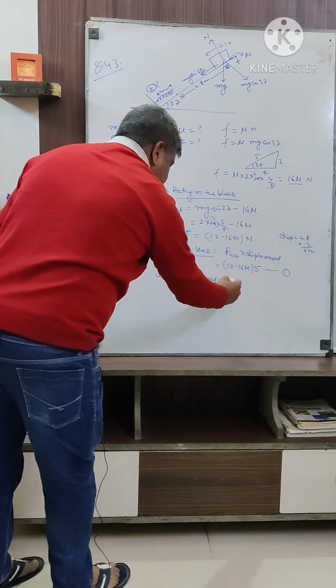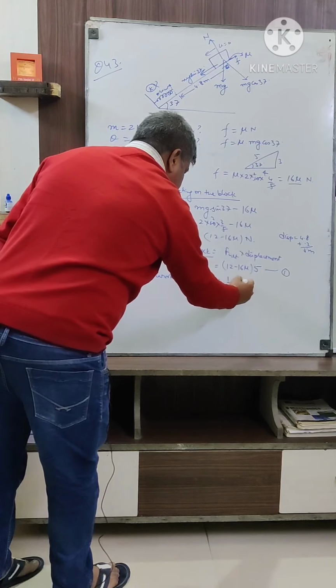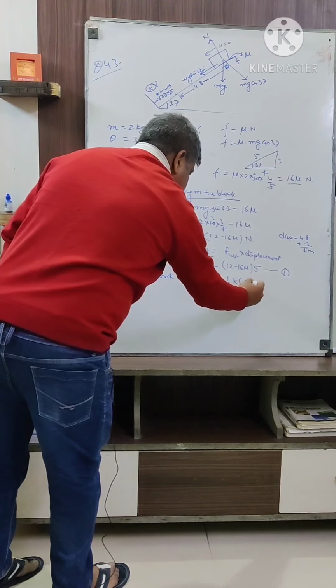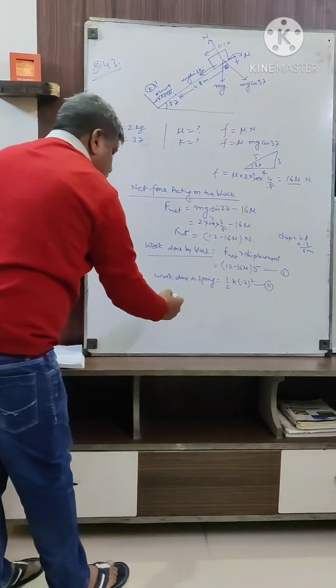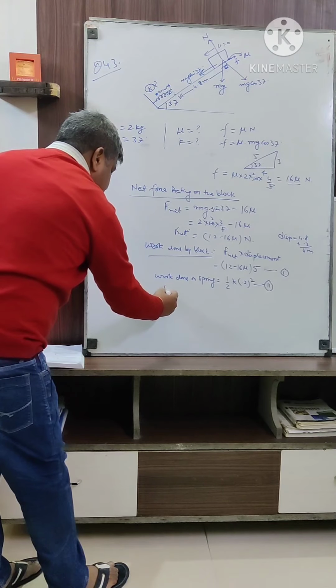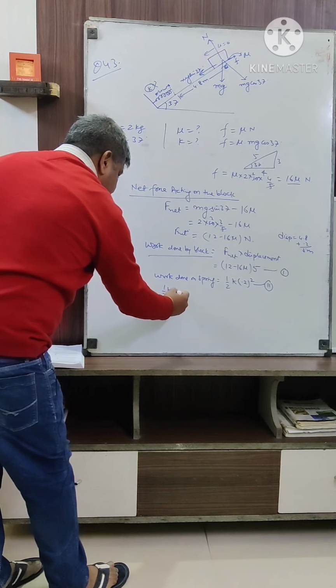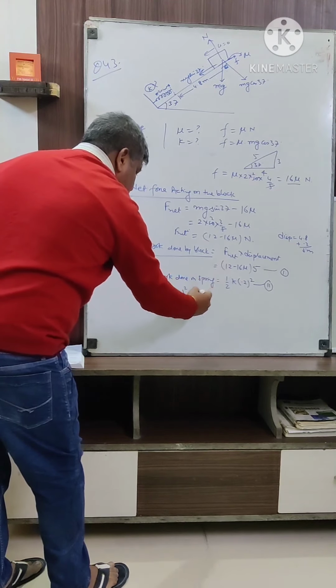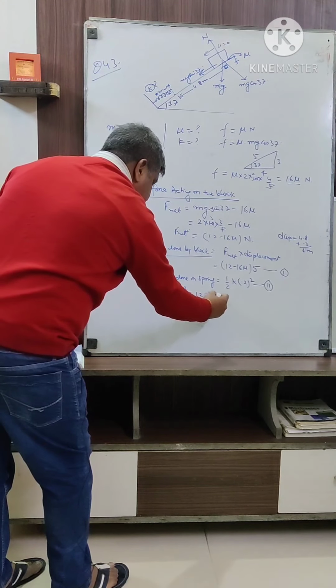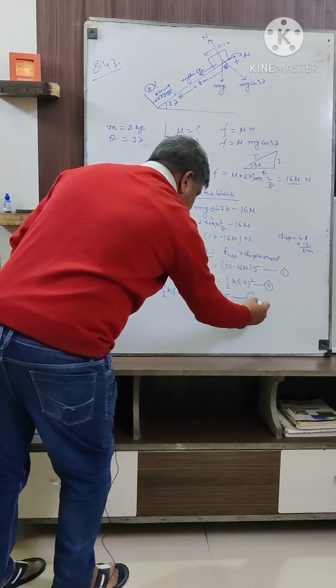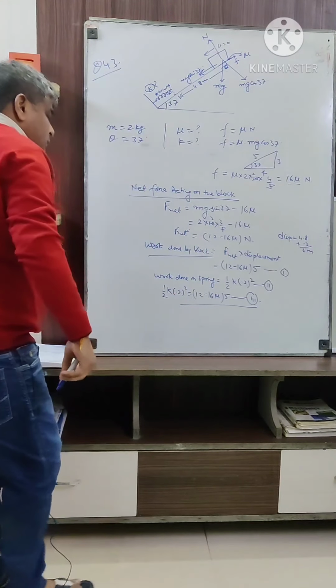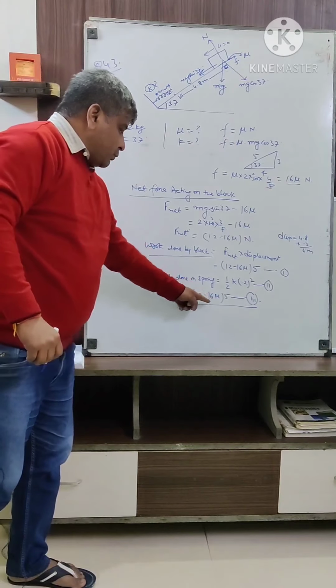Now work done on spring is half kx square, where k is the spring constant and x is 0.2. So this is the work done, and we have to equate both the work done. The first equation is: work done by spring, half k times 0.2 square, is equal to (12 minus 16 mu) times 5. So this is the first relation between k and mu.